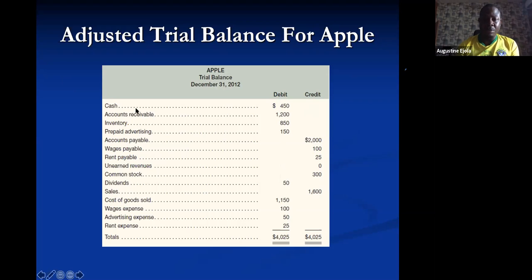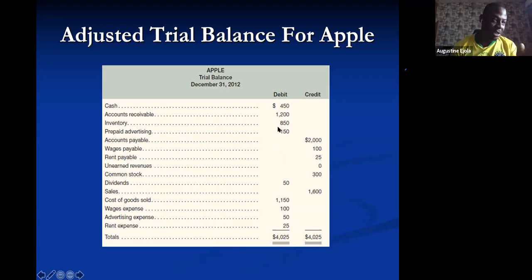Look at the debit side, for instance. You have cash on the debit. Accounts receivable is an asset on the debit. Inventory is an asset on the debit. Prepaid advertising is an asset on the debit. So on the debit side, you are going to have all your assets and all your expenses, all right? Wages, for instance, is not an asset, but it's an expense. Advertising expense is not an asset, but it's an expense. Rent is not an asset, it's an expense. So your expenses and your assets are on the debit side.